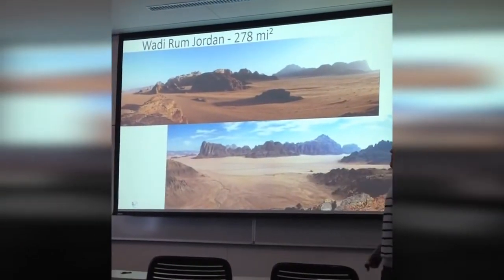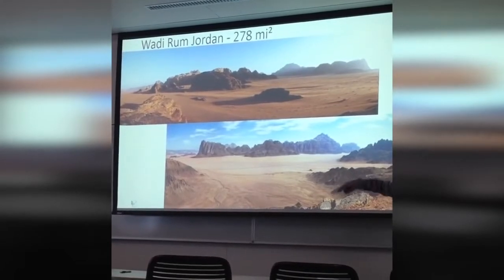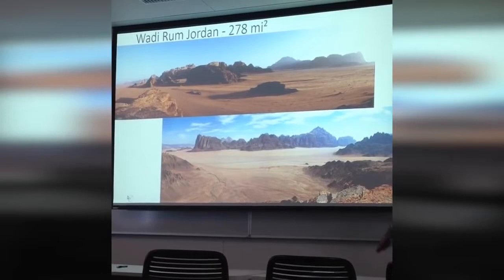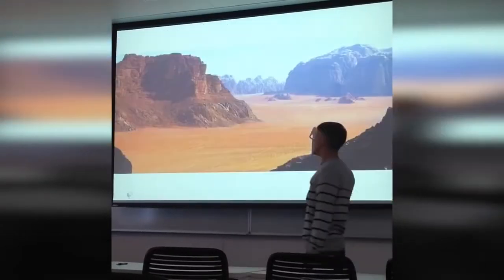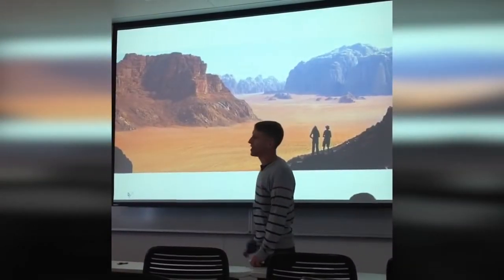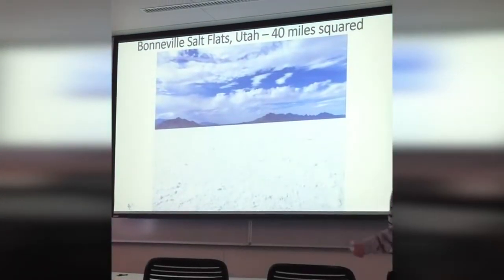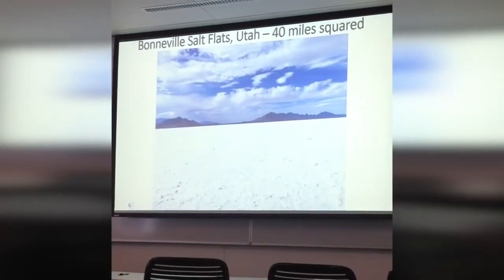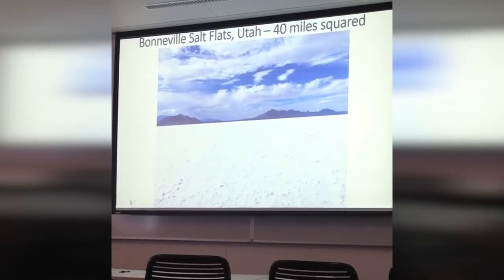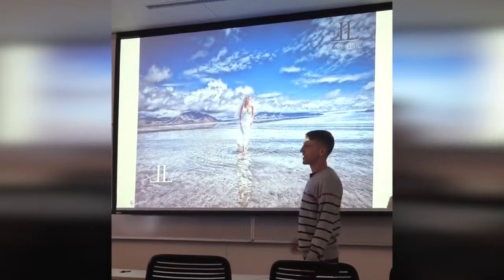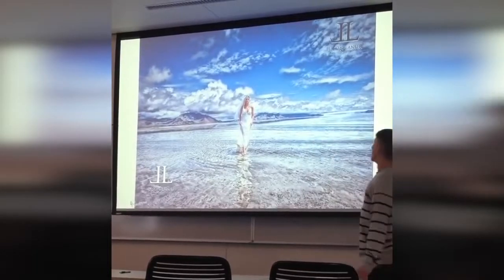We have Wadi Rum, Jordan, 278 miles squared. Remember, guys, we're supposed to have an 1/8 inch of curvature every mile squared, according to our circumference of the earth, right? Doesn't happen, has never been accurately measured once in human history. Bonneville Salt Flats, Utah, that's only 40 miles squared. Had to throw some sex to get you guys interested still.